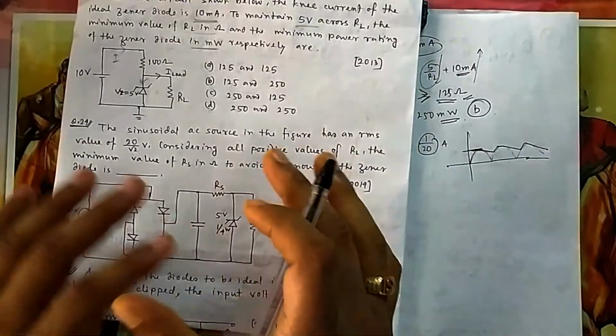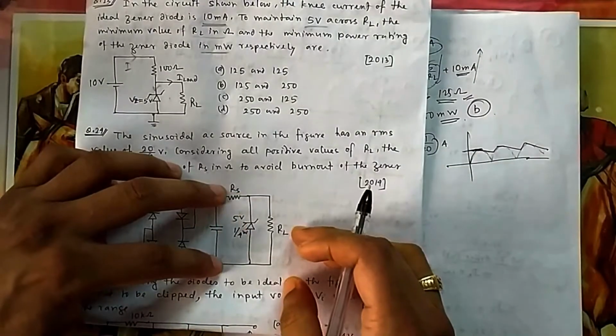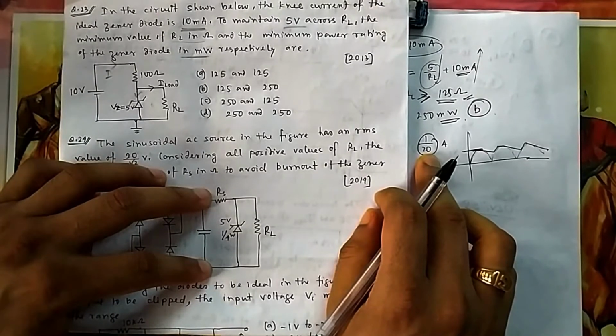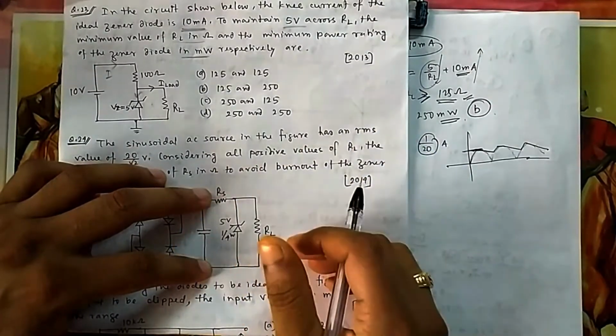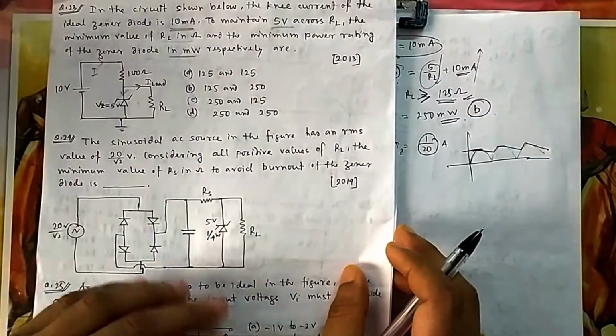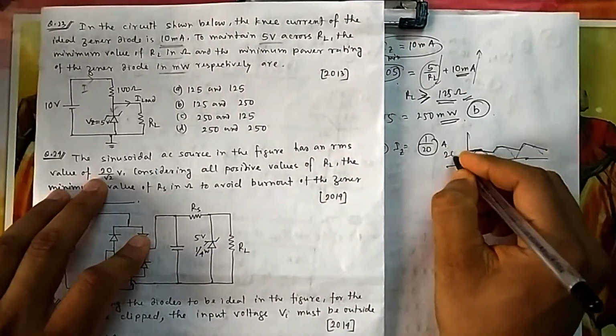While designing the circuit, I am taking the worst case. I am considering when the maximum voltage is coming here. At that instance also, this current should not pass this. If at that instance it is not passing, then at any other instance also it will not pass. So what is the maximum voltage at that instant? This RMS value is given as 20 by root 2. So what is the maximum voltage?